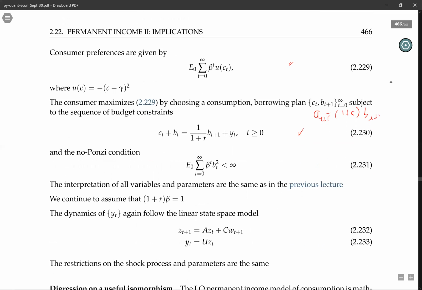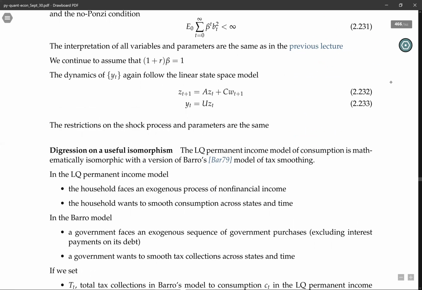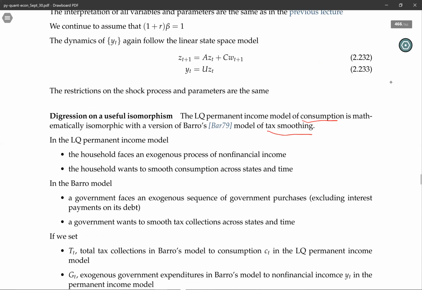So we saw how we could map a version of this model. The isomorphism is this. What Barro did is convert Friedman's and Hall's model of consumption smoothing into a model of tax smoothing. So instead of consumption smoothing, it's going to be tax smoothing. Here's the change. In Friedman's permanent income model, the LQ permanent income model, the household faces an exogenous non-financial income, and it chooses to smooth consumption. This is what it chooses, and this is what it faces.